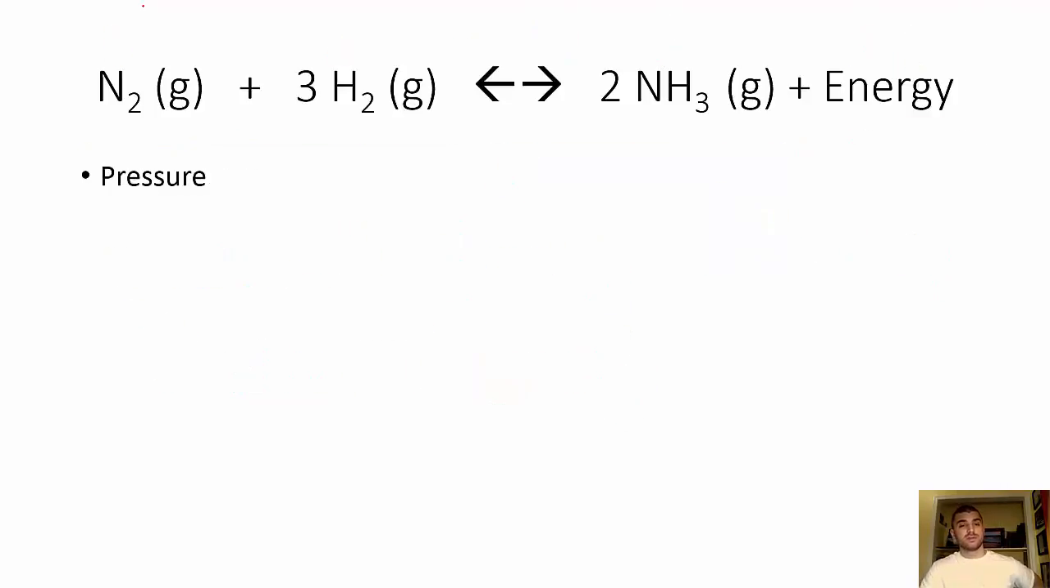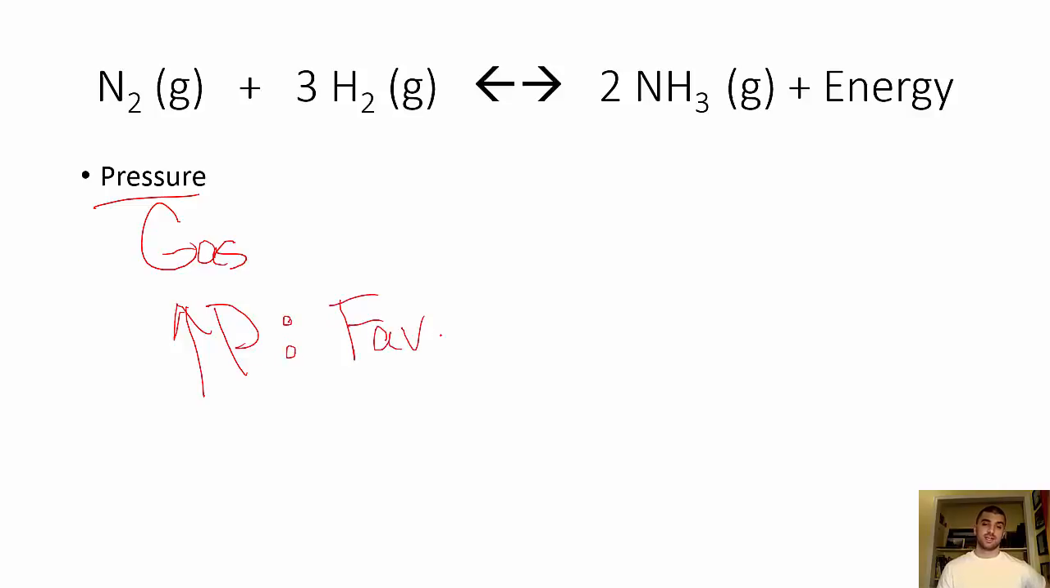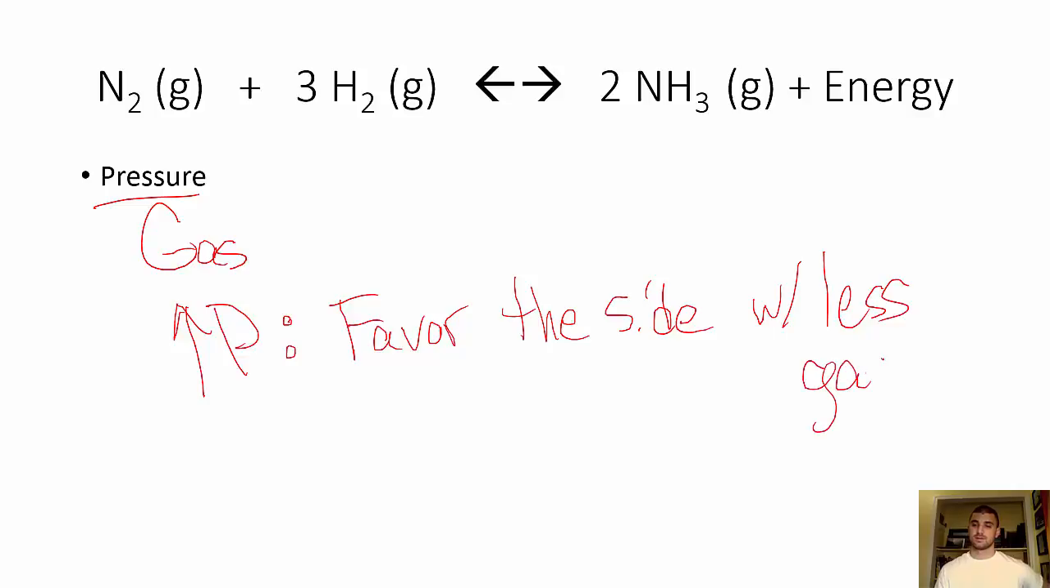Now pressure's different. Pressure only affects gas. Pressure doesn't affect liquids or solids. If we were to increase the pressure, it's going to favor the side with less gas. So let's take a look. I have N2 gas, so that gives me 1 gas. And I have 3 H2 gas, so I have 1 and 3. That gives me 4 gases on the reactant side.